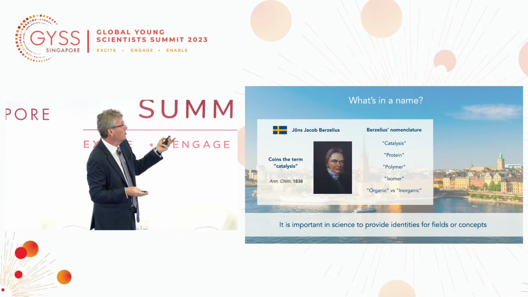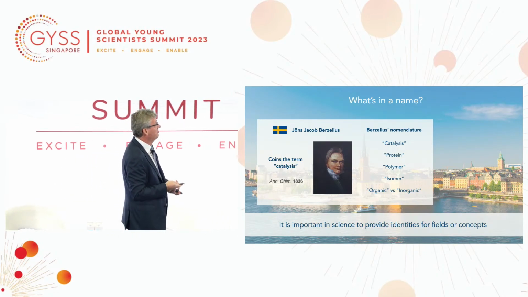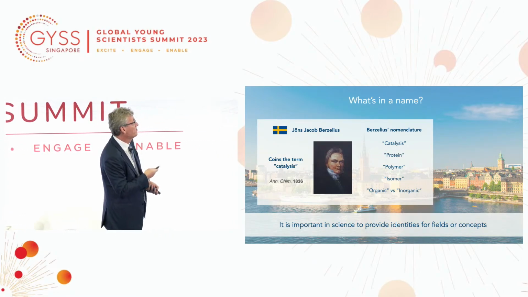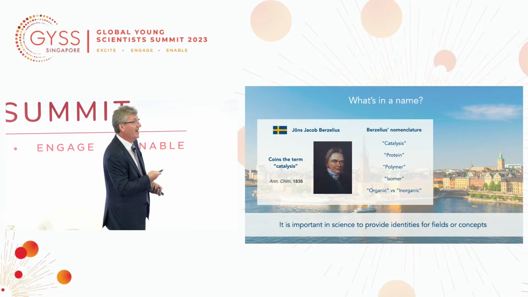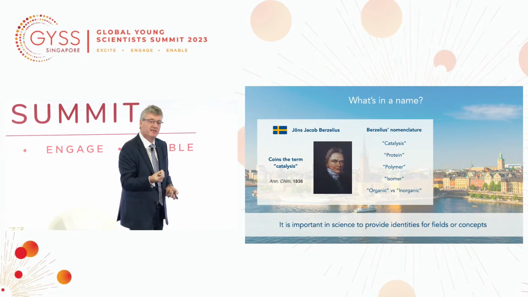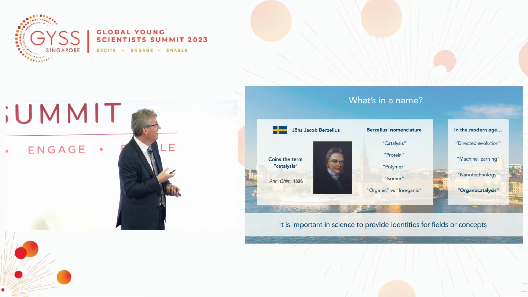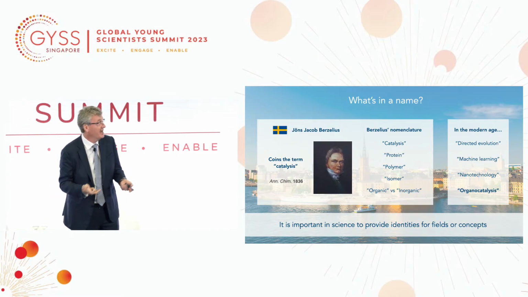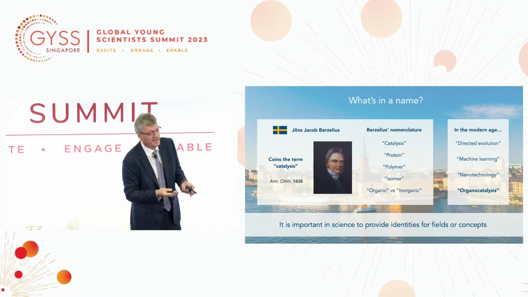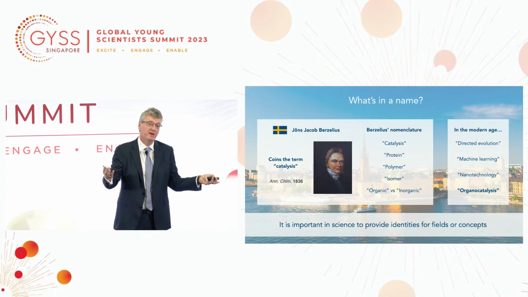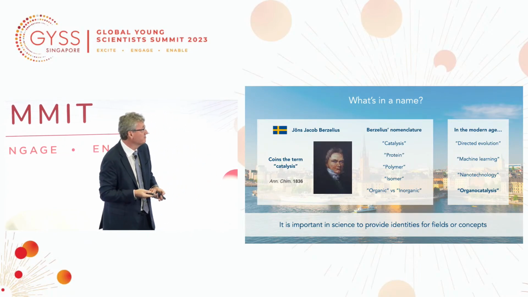So for example, Jöns Jacob Berzelius, who's a Swedish scientist, chemist, he actually came up with the term catalysis, as well as protein, polymer, isomer, organic, inorganic. He named all of these things. And the importance of naming things for the field, the vocabulary, has carried forward into the modern era. Directed evolution, machine learning, AI, nanotechnology, organocatalysis, these are all words that help you define fields and in many ways actually help you draw in other scientists.